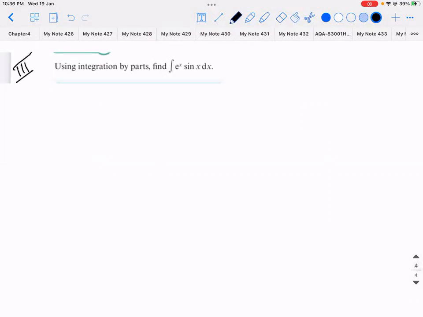This is the third question, correct? So we will rewrite this question. Integral of e raised to x sin x dx, correct? Then you might be wondering, which one will we keep as u and which one will we keep as dv by dx? Okay, so u is what? u is e raised to x. So therefore, what is dv by dx? The next one is dv by dx, right? So dv by dx is sin x.